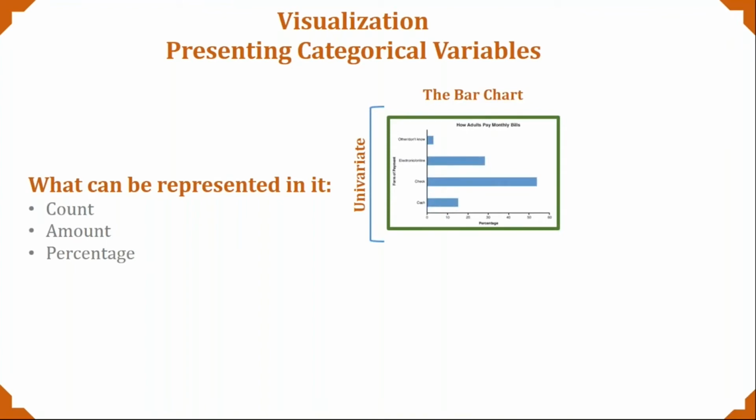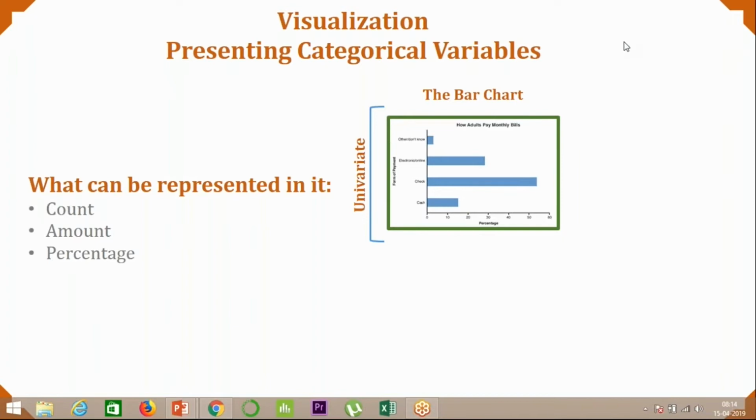If you could see, this chart contains rectangles. They are having bars or rectangles in which the length of each bar represents the count or the amount or the percentage of the responses of one category. So these were the categories, and what is the percentage of usage I could see for these particular categories. So how adults pay their monthly bills. So the majority of the adults pay.